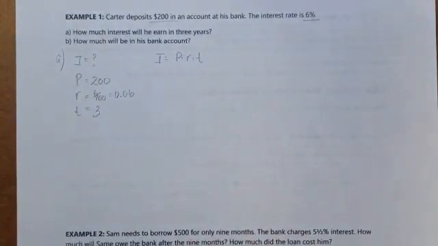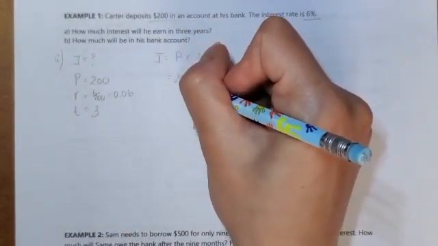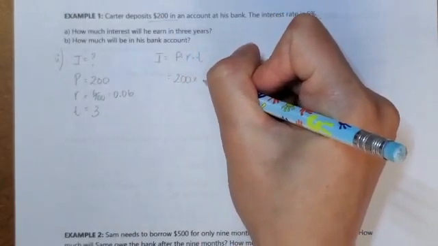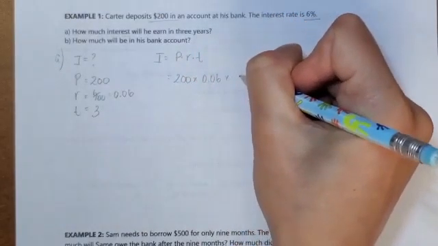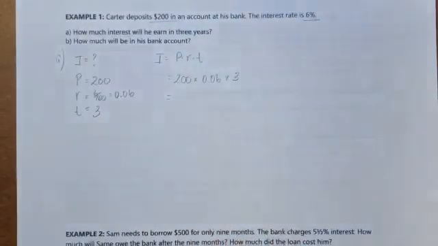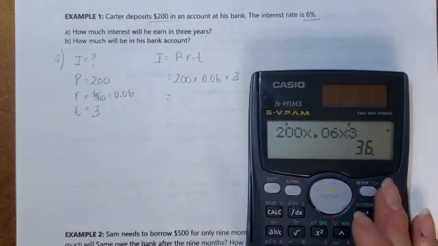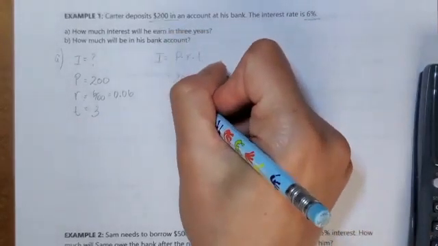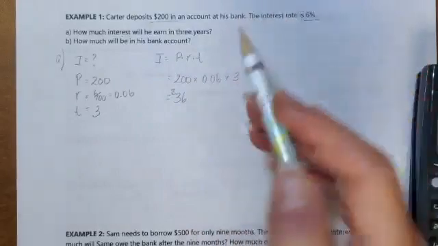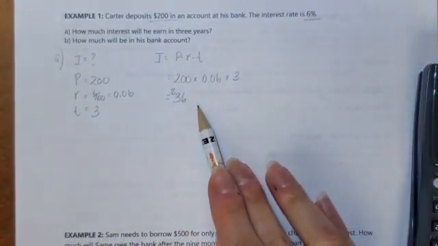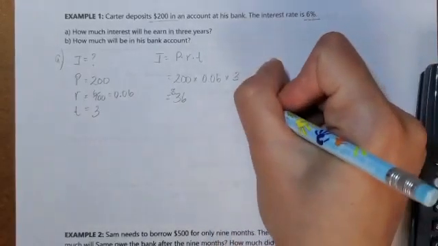So we can substitute our values into our formula: 200 times 0.06 times 3. We can multiply all that on our calculator. 200 times 0.06 times 3 equals $36. So this is the amount of interest earned in 3 years.